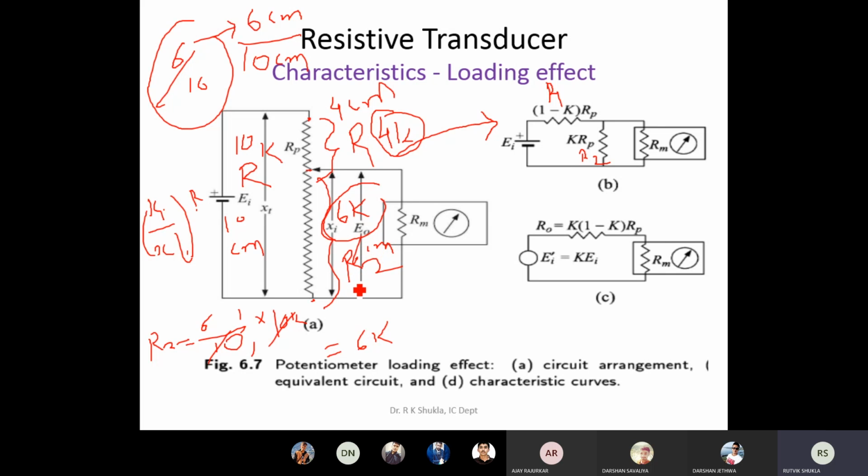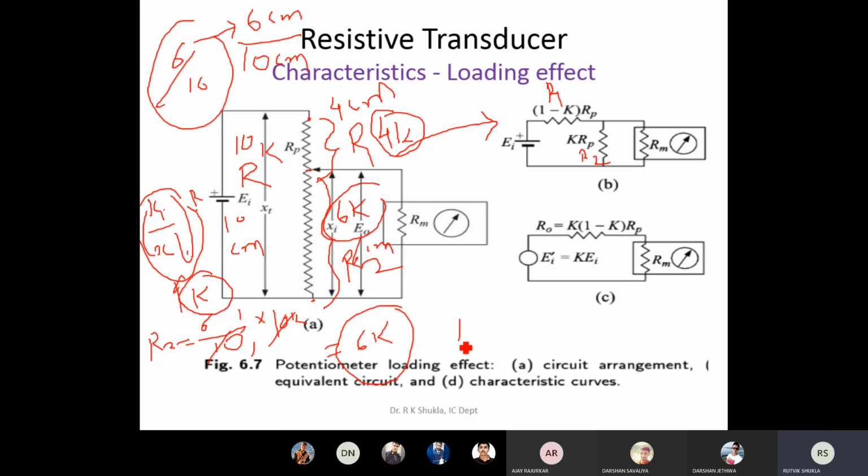Then also 15 by 20, and then multiplying it by the total RP, you can identify this particular resistance. Now if this is 6K, how can you find this out? You can find it by taking the ratio of xi and xt. Now in this case, this ratio is denoted by K.